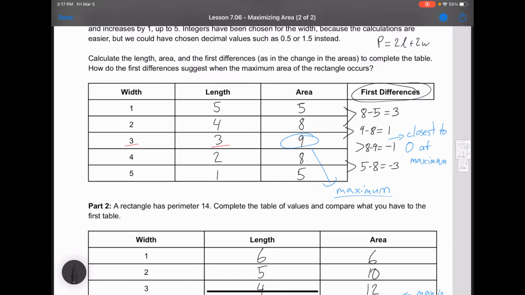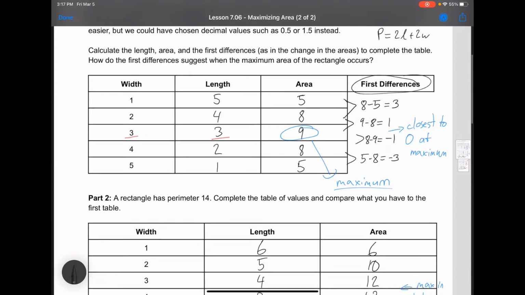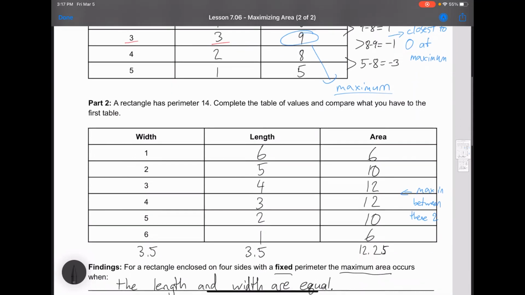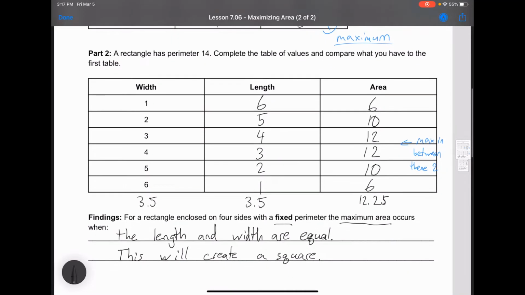And you'll see with your first differences, they were bigger positive numbers, became smaller. Eventually, it would have hit 0. But we don't have that spot because we're just doing every whole number. And then it becomes negative. So the point closest to 0 is at the maximum. And that sort of helps us define where the maximum would be.